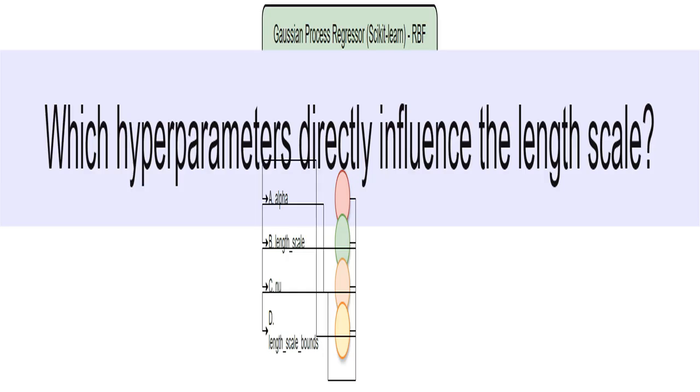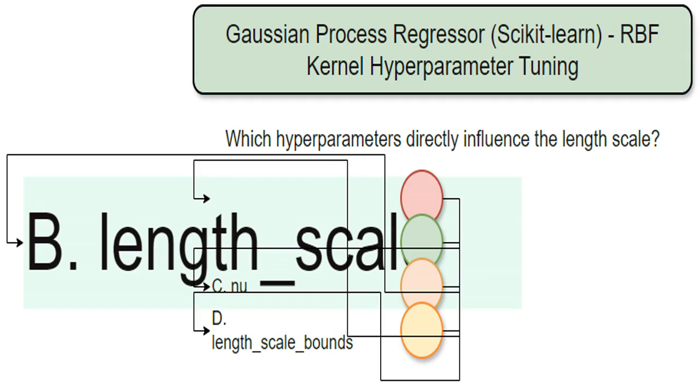I'm focusing on which scikit-learn Gaussian process regressor hyperparameters directly control the RBF kernel's length scale, which governs the smoothness of the model's output. This is key to understanding how the model will generalize to new data. This one is straightforward. The length_scale parameter directly sets the length scale. It's the main knob you'll use to control how smooth or wiggly your model's predictions are.